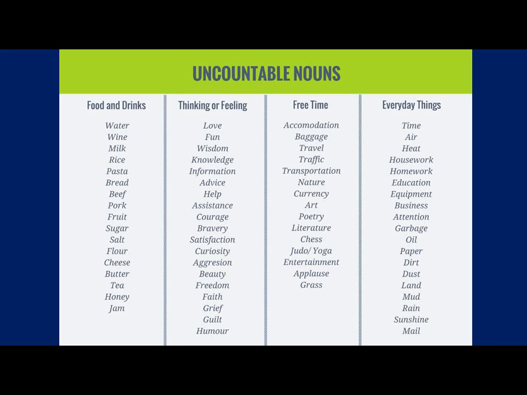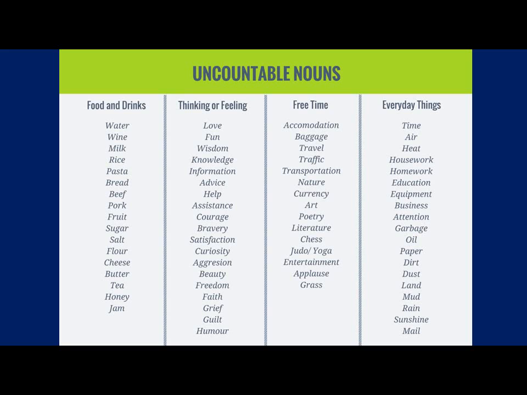Water, wine, milk, rice. And so here are some common ones that I noticed Cambodian ESL students make mistakes with. Milks. Can you give me some milks? I ate three rices. No. Breads, beefs, pork, fruits. Okay, I want to buy some fruits. We don't say fruits. It's an uncountable noun. We say fruit.